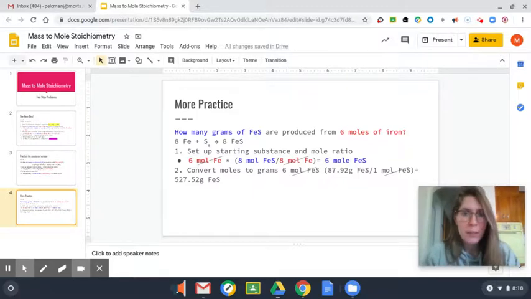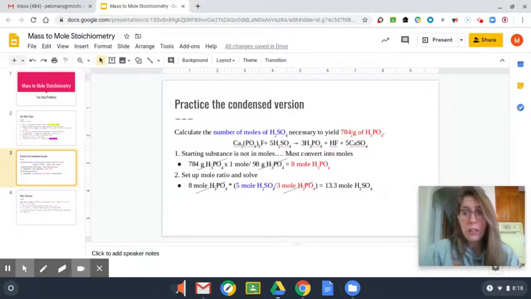So the last practice problem says, how many grams of iron sulfide are produced from 6 moles of iron? So I've got my chemical equation there, and again, this is a more condensed version. If my desired substance is going to be in grams, I don't have to do an upfront conversion because my starting substance is already in moles. Unlike this problem, where my starting substance was in grams, you can see that red there, that's my start substance, it was in grams. I had to do a conversion up front.